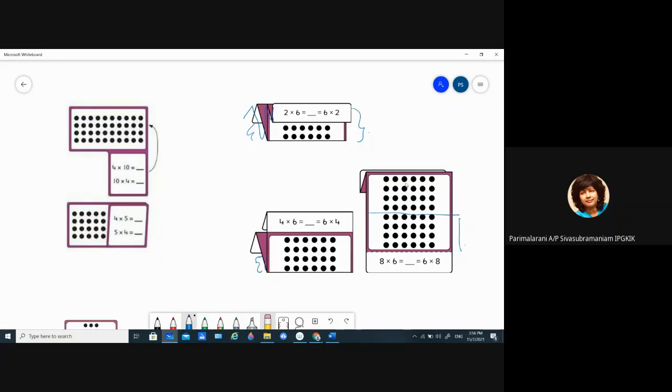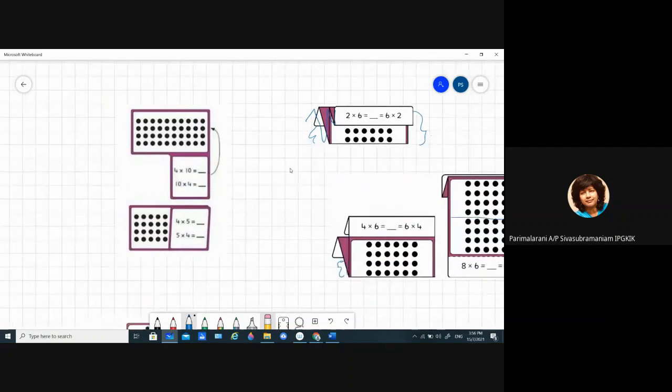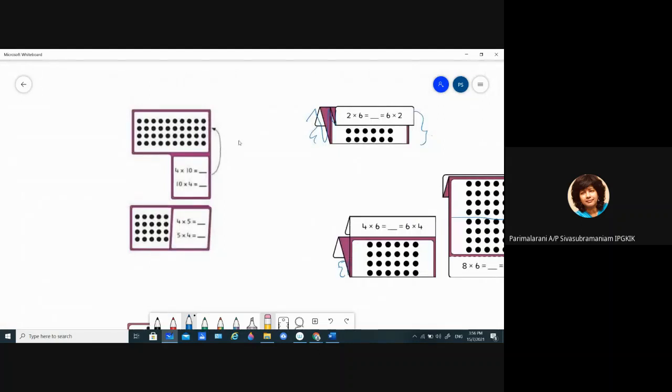Okay, this is doubling cards, we call them. These cards are to show use 10 cards. Okay, so you see this is 4 times 10. We know this is 4 times 10. So if we want 5 times 10, all we have to do is fold the card to the back. What is left here is 5 times 4 or 4 times 5.